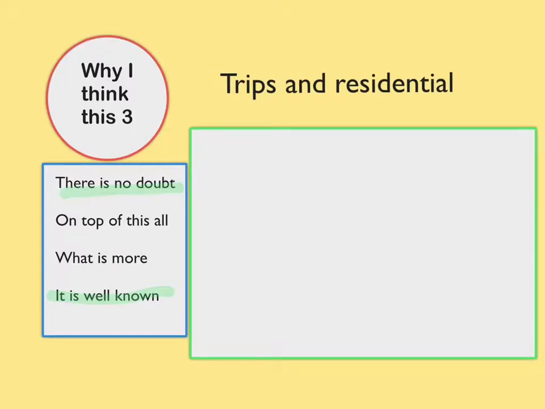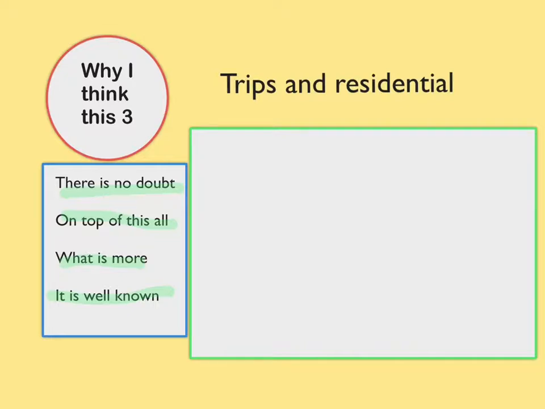Also, you can carry on using these expressions to add more information. So to link a sentence to another, you can use the sentence openers to show that you are adding more information. On top of this all, comma, what is more, comma, and then introduce a new sentence. So you don't have loose sentences, but you are actually joining them up in a nice fluid paragraph.